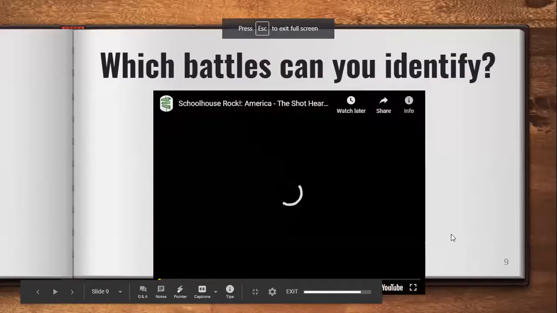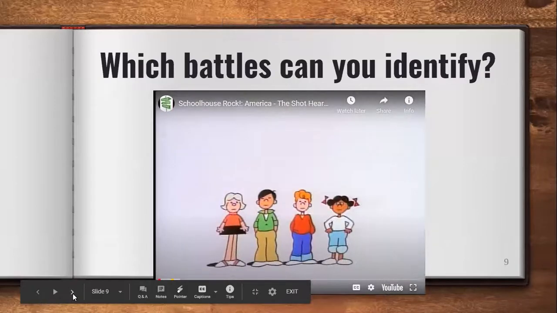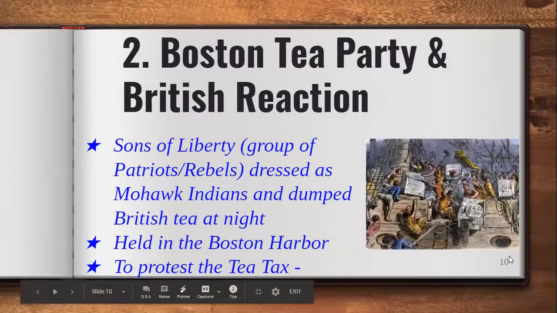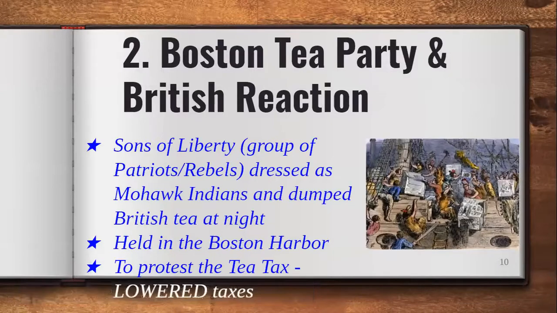All right, so hopefully you identified some of the battles in that one, and you could see some of the things that they talked about, you know, the hit and run tactics, the Battle of Bunker Hill, Yorktown, and how the British got locked in there by the French fleet and Washington.